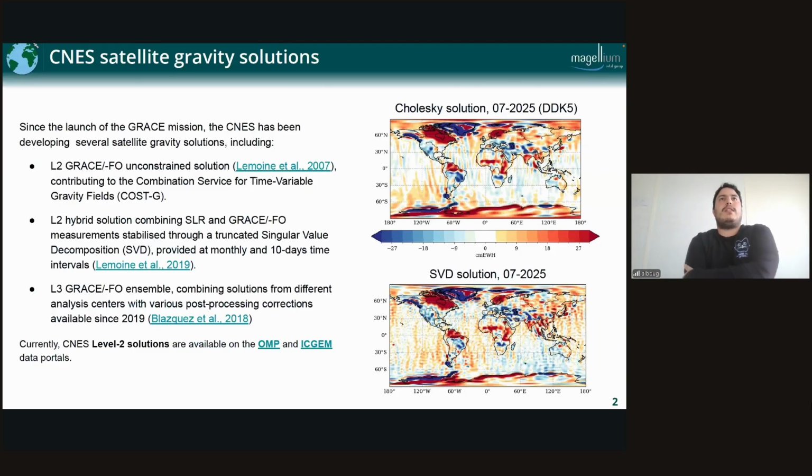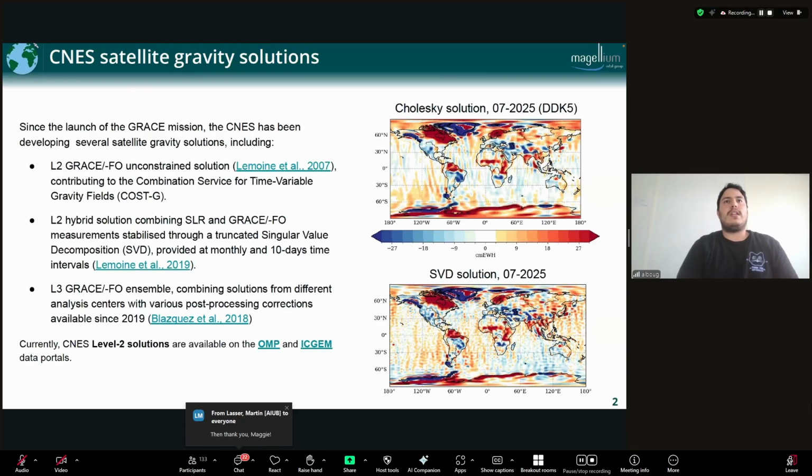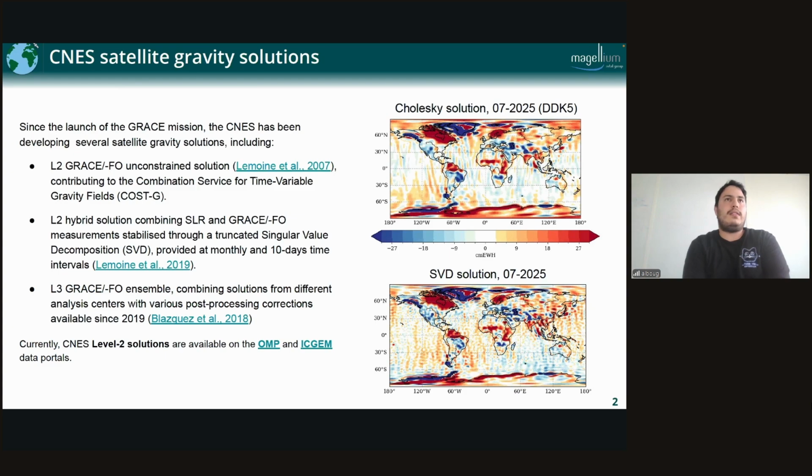Since the launch of GRACE and then GRACE FO, CNES has been producing two types of L2 solutions and one L3 ensemble. First, an unconstrained solution. You can see an example on the right-hand side that has been contributing to the COSG project. And also a second solution that has been stabilized through SLR data using a truncated singular value decomposition. That is the standard solution for CNES, provided both at monthly and 10 days time intervals. Both of these L2 solutions can be found on the links in the presentation. I invite you to download it.